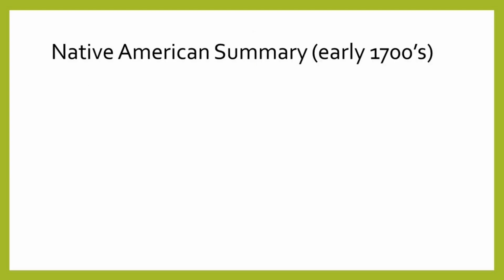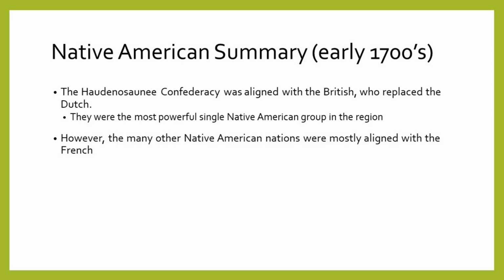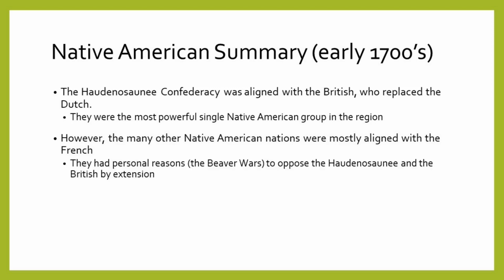So that kind of sets up the general state of indigenous diplomacy in the early 1700s. The Haudenosaunee, who had aligned with the British after they took control of New York from the Dutch, were the most powerful Native American group, and they still ruled most of the Ohio country on paper, but basically all the other Native Americans in the region had sided with the French during the Beaver Wars and would continue to do so because of their obvious grievances with the Haudenosaunee and their British allies by proxy.